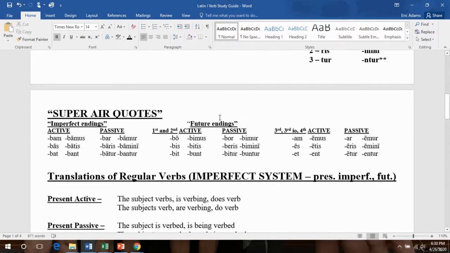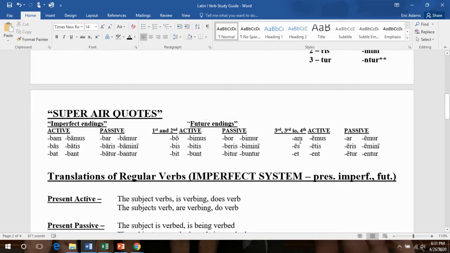Now, please note as well that sometimes people think that there are such things as imperfect endings or future endings. There are not. Bam, bas, bat is merely the ba symbol of the imperfect plus the endings m, s, t, mus, tis, nt. And then, of course, over here, if it is bo, or we should say bi, plus the endings, bo, bis, bit, bimus, bitis, bunt, but it's really not. It's just merely the bi plus the ending.